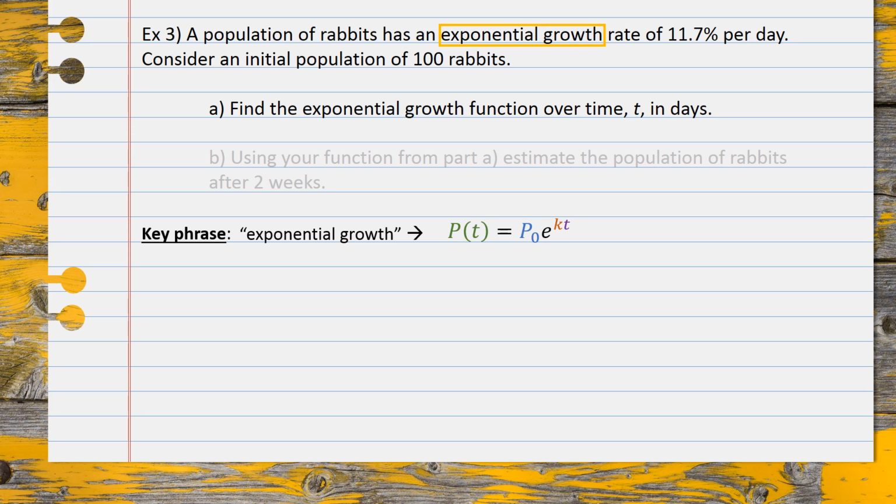Okay, so let's plug in the information we do know. Since I'm trying to find the function over t time, it means I will keep the notation P of t. That means I can look at the population at any moment in time. Now next, P naught or P sub 0 means my initial population. Do I know how many rabbits I started off with? Yes, the initial population was 100.